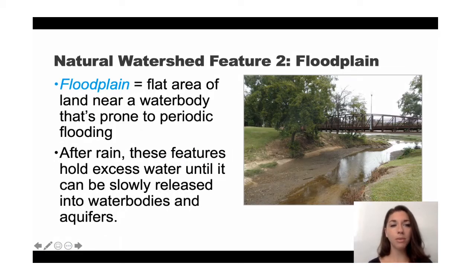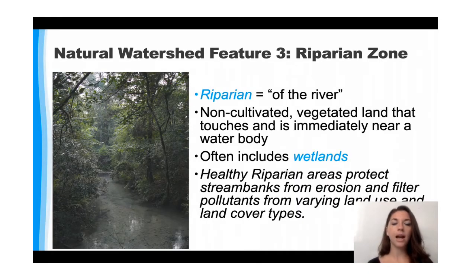We also have floodplains that I mentioned, and this is a really important feature for after those large storm events to have that natural area for that water to overflow and dissipate and slowly sink back into the ground. And then again, the riparian buffer, which means of the river. And that's often non-cultivated vegetated land that touches or is immediately near a water body.